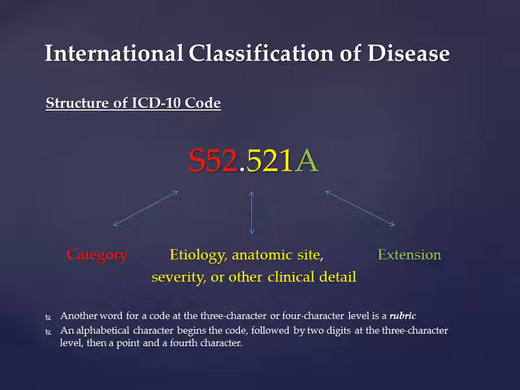The fourth character indicates specific etiology, anatomic site, severity, or other clinical details. This is highlighted in yellow. At this level, the code can be called a rubric. And then the last character or the sixth character is usually an extension.